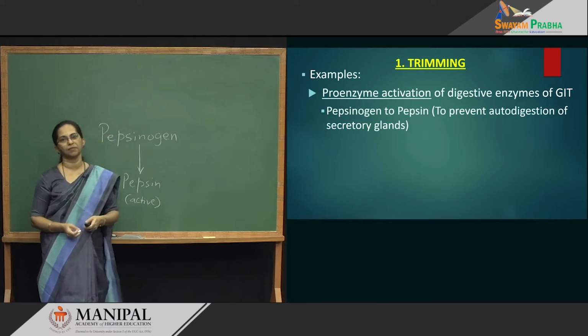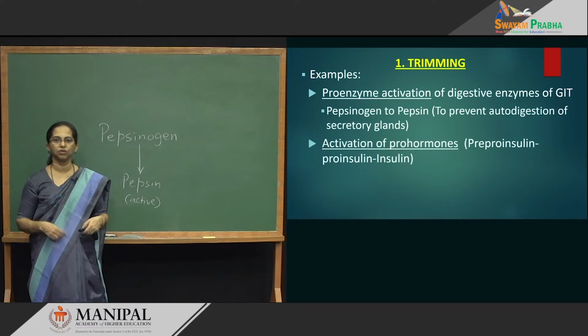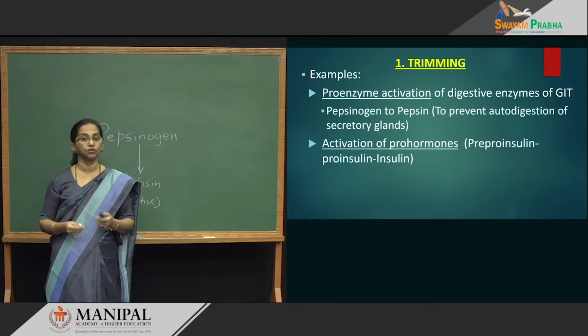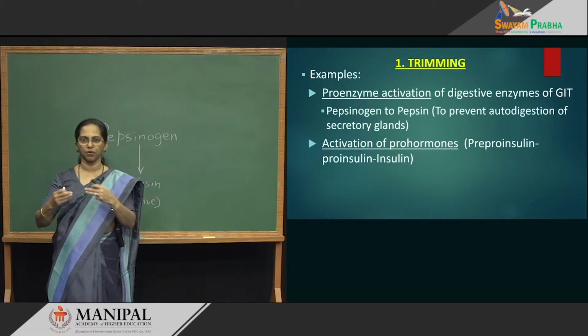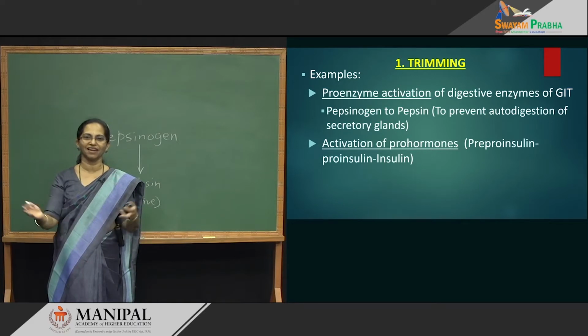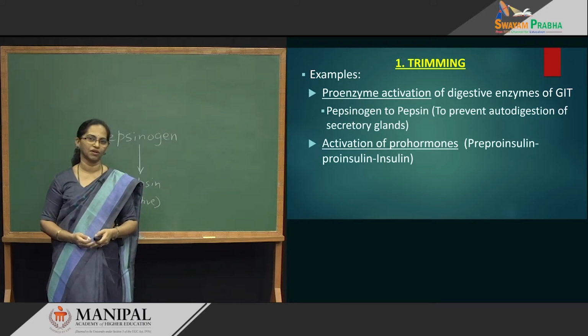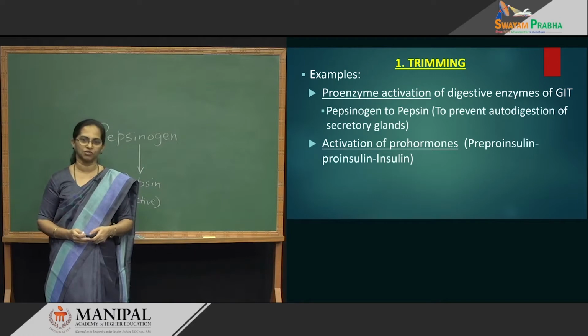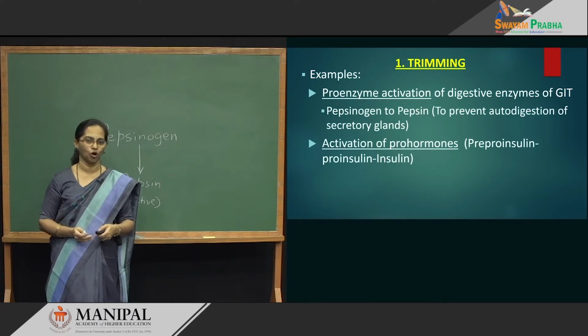So, this is one example for trimming. Let us go on to the second one, that is activation of the prohormones. For example, all of us know about insulin. Do you think we produce insulin directly? No. We first produce pre-proinsulin, trim it, make it proinsulin, trim it and then make it insulin. So, it is not directly released as an active hormone. We make it as the preforms, trim and then make it the active hormone. So, second example for trimming is the activation of hormones.